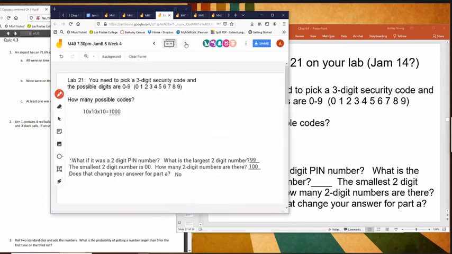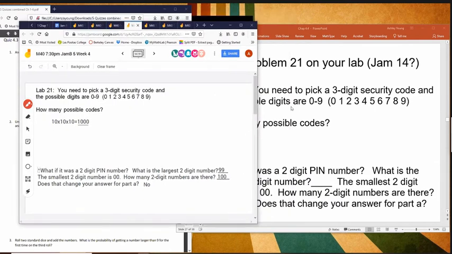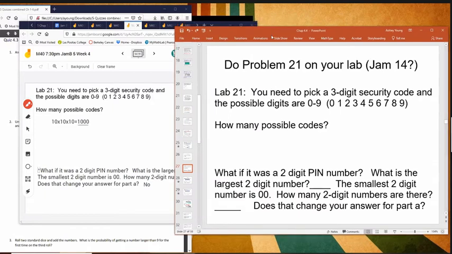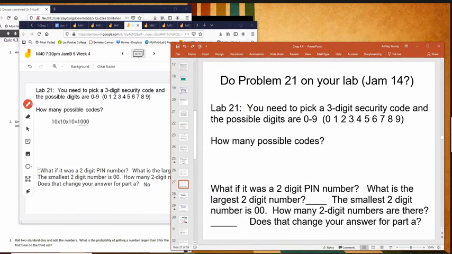Okay, good. So I'm on my phone, and I need to pick a 3-digit PIN number, or even a 4-digit PIN number, right? That's very common. What do I do?